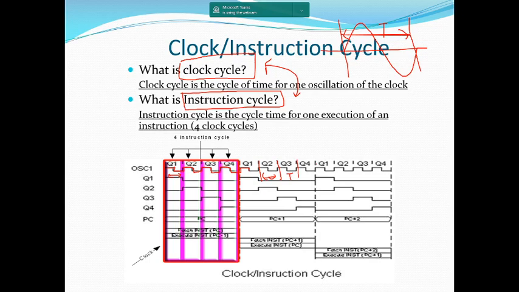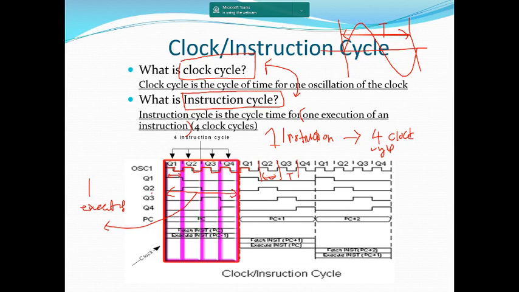All right, so what is instruction cycle? After you know what your clock cycle is, the definition of instruction cycle is the cycle time for one execution of an instruction. One instruction, oh, my handwriting here, because I'm using a mouse, I'm sorry, is one execution, which will require 4 clock cycles. So if you have 4 clock cycles here, it will execute 1 instruction. Okay, you want me to repeat or not?